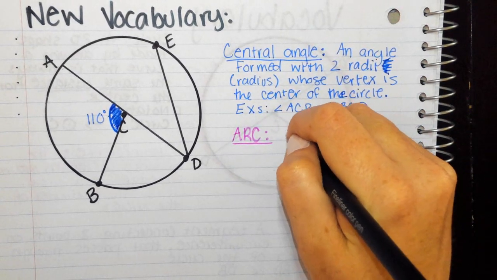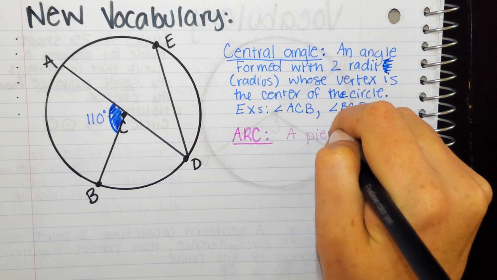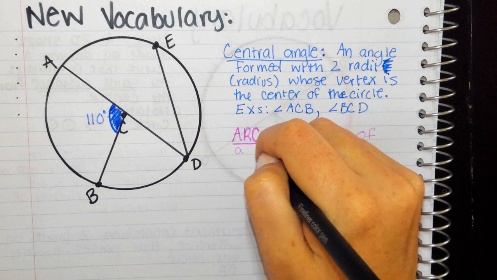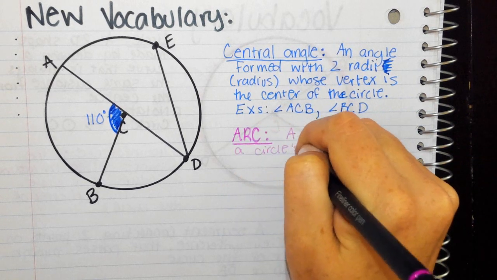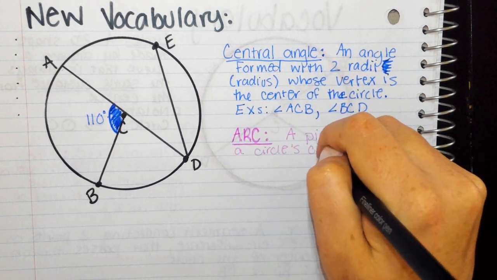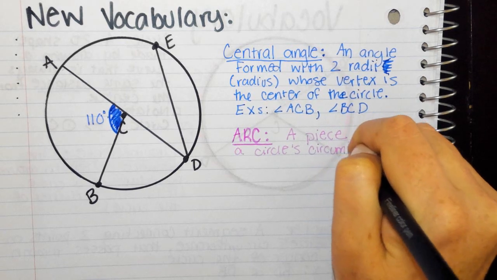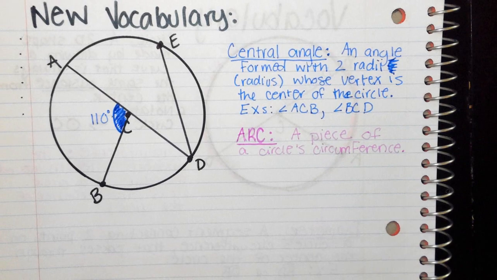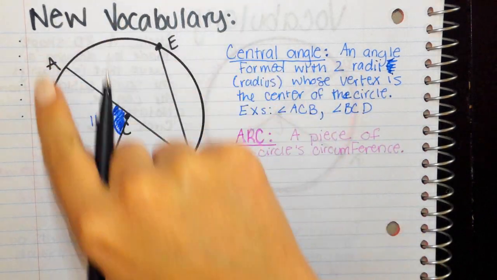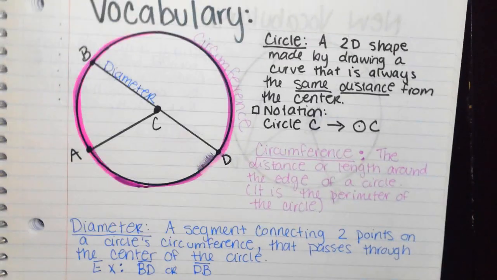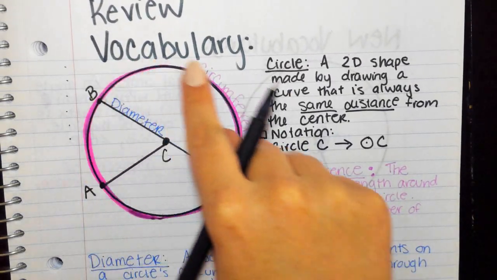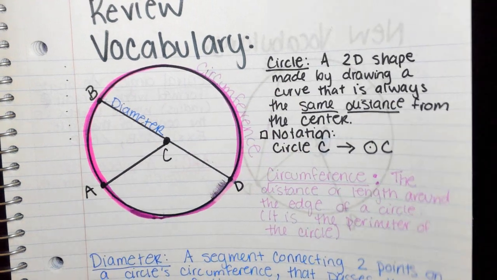Okay, so an arc is a piece of a circle's circumference. Remember when we reviewed our vocabulary, we talked about how the circumference of a circle is basically the perimeter of a circle, going around the whole edge of that circle.